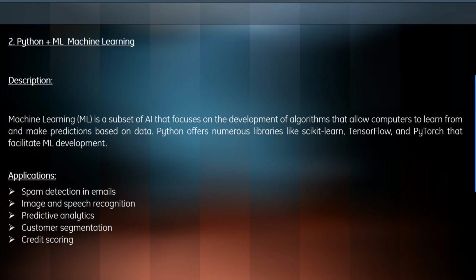Moving on, we have Python plus machine learning. Now, what is machine learning? Machine learning is a part of AI that focuses on the development of algorithms that allow computers to learn and make predictions based on data. Python offers valuable libraries like scikit-learn, TensorFlow, and PyTorch that facilitate ML development. What are the applications of these two in combination? First one is spam detection in emails, image and speech recognition, predictive analysis, customer segmentation, and credit scoring.